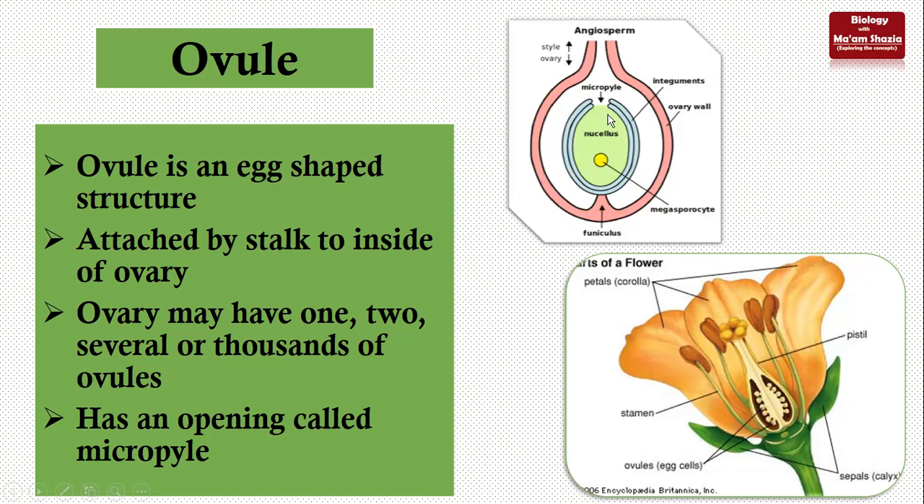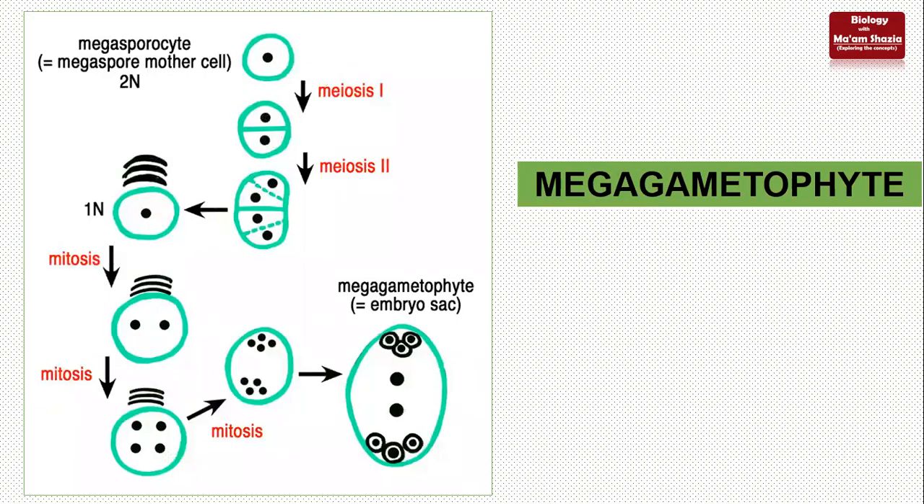The opening is called the micropyle. In the gram seed, you can observe it at the pointed end of the seed. There is an opening called the micropyle. That is the part from where the pollen tube enters, and that is the part from where water enters when you have sown a seed. This is how the megagametophyte is going to develop.